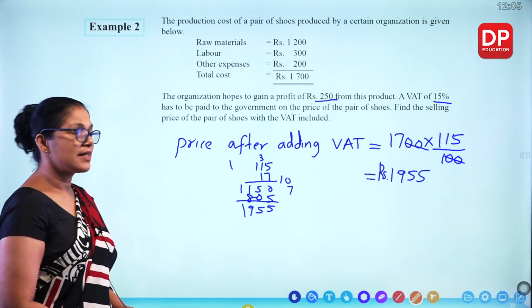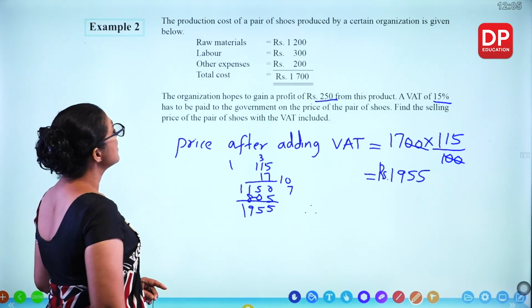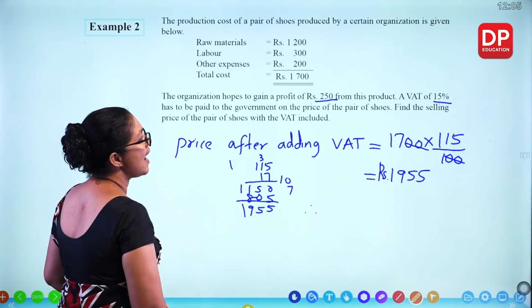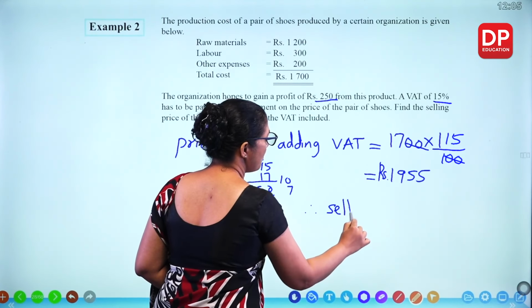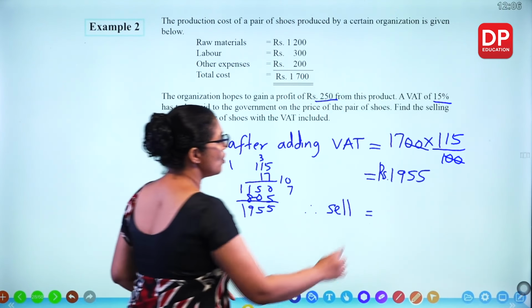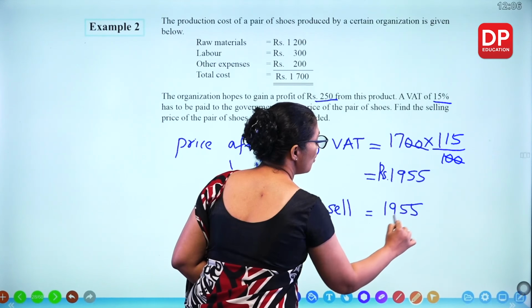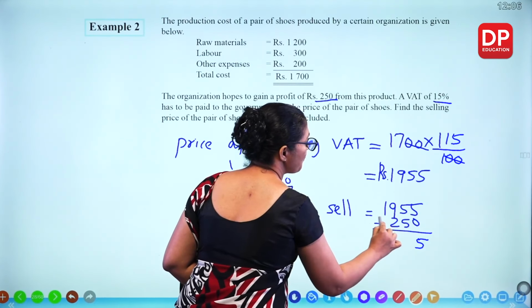Now you need another 250 profit. So with that amount, what's the price you need to consider to get this profit and this VAT value? You have to sell this pair of shoes for this amount. We'll calculate the value. 5, 10, 12, so 2,205. So that's the amount you have to take.